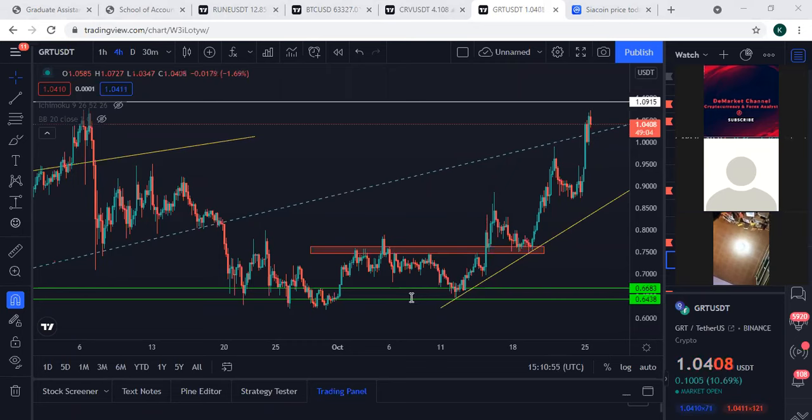But the moment you are greedy, the moment you are over leveraging your position, the moment you are putting in what you cannot afford to lose into the trade, that is where loss of control comes in. Because as a trader or as a normal human being, let me just explain to you.